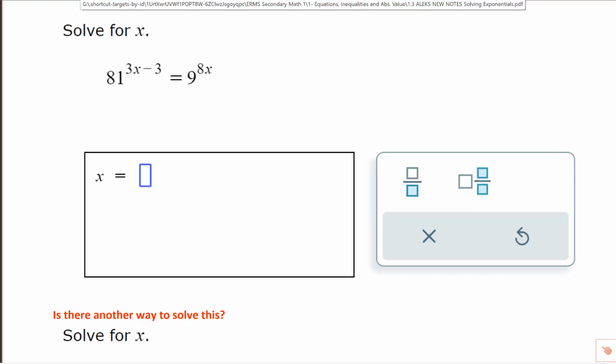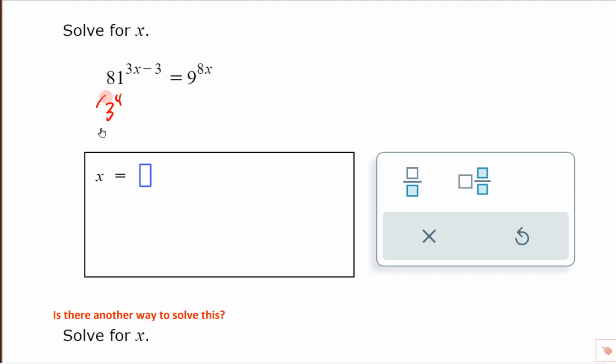So I'm going to come back over here. This is 3 to the 4th raised to the 3x minus 3. And this is 3 squared raised to the 8x. Okay, so we definitely could do it that way. I'm going to write the work over here. So here's what happens. This is going to be 3 raised to the 12x minus 12. 3 times 3x is 12x. 3 times negative 3 would be negative 12. And just multiply the two of those together there. That's going to be 3 to the 16x.